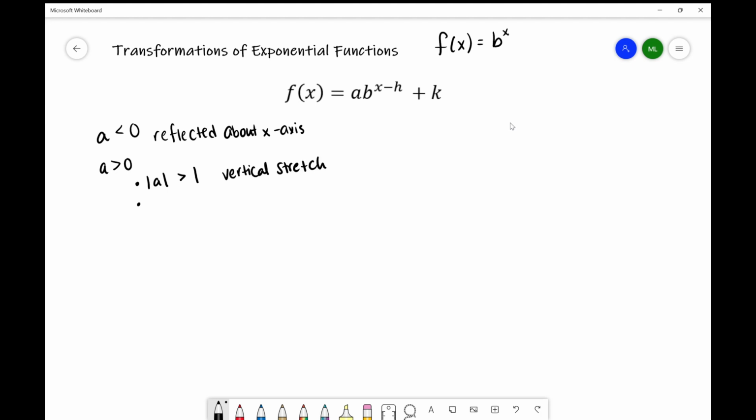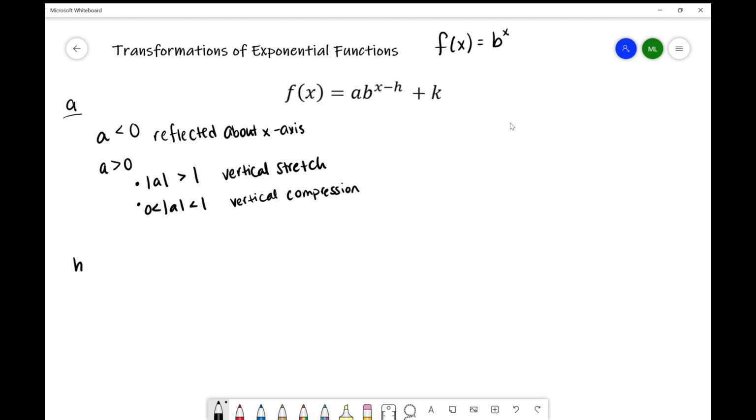Now if a is in between 0 and 1, we have a vertical compression. Vertical stretch, you can think of it as like a rubber band stretch. Compression means that it's being compressed, coming in together. Think of two moving walls like in the movies, coming together and going to squish the person. That's vertical compression. So this is a is greater than 0. This is all about the a.